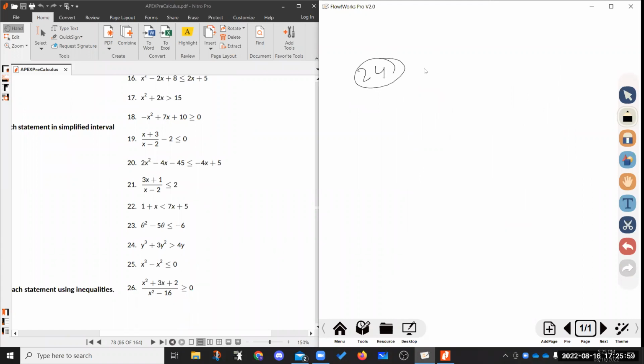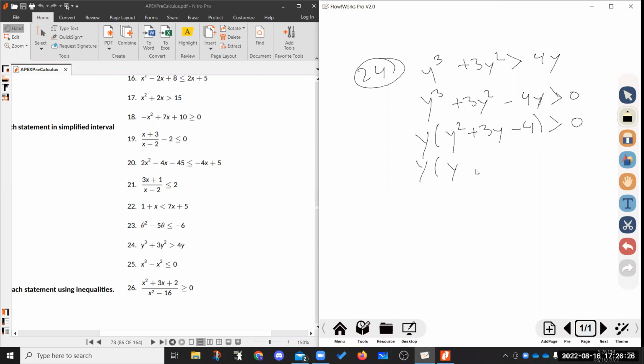(24) y to the third plus 3y squared is greater than 4y. Y to the third plus 3y squared minus 4y is greater than 0. Strictly greater than this time. I'm going to factor y out as a greatest common factor. Then we have y plus 4 and y minus 1.